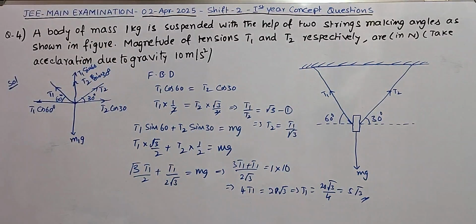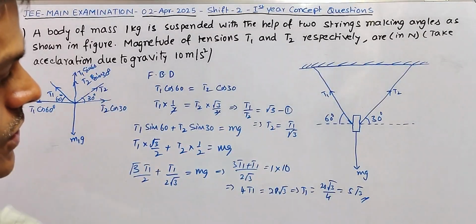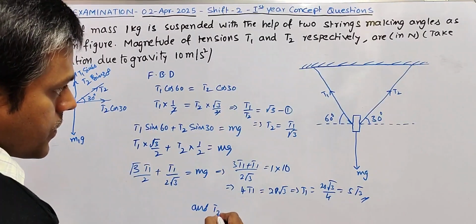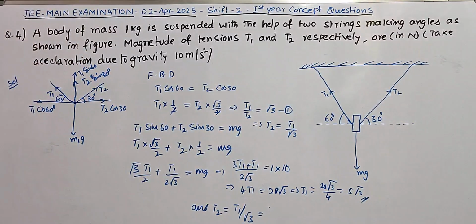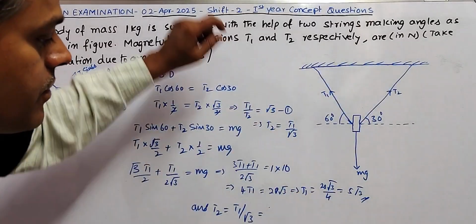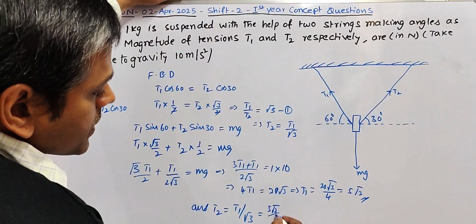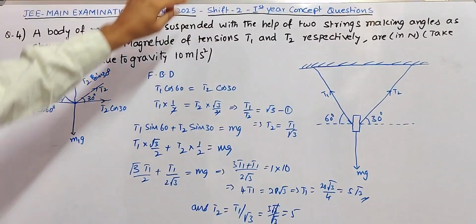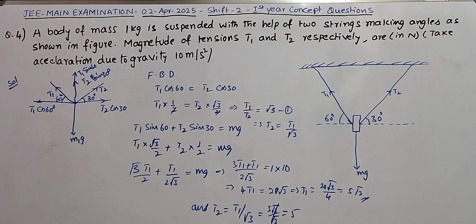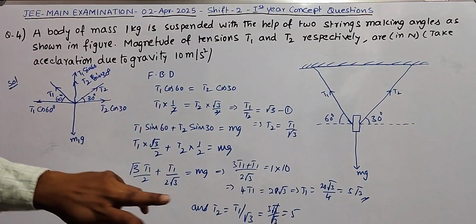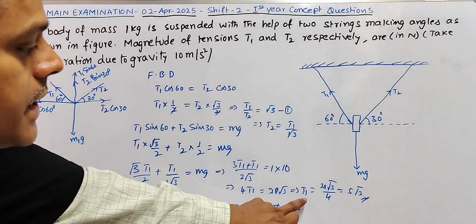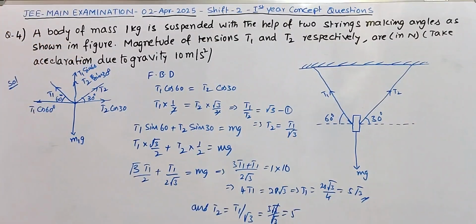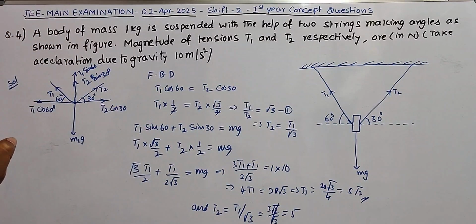So you get T1 is equal to 5 root 3. And T2 is equal to T1 by root 3, which is 5 root 3 by root 3. Cancel the root 3, and T2 is 5. This is the answer for this question. What is asked? Find T1 and T2. From that you get 4 T1 is equal to 20 root 3, so T1 is 20 root 3 by 4, that means 5 root 3, and T2 is 5. So this is the answer.